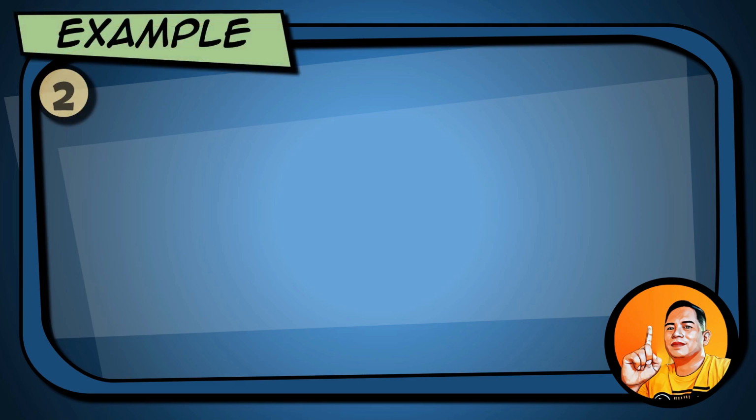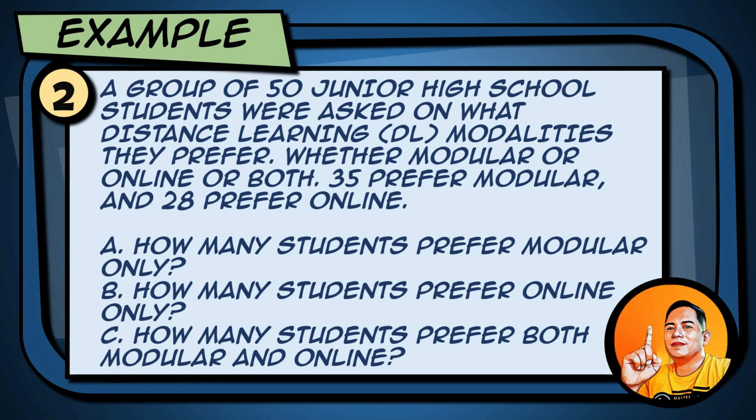And now let's give another example. Number 2. A group of 50 junior high school students were asked which distance learning or DL modalities they prefer, whether modular or online or both. 35 prefer modular and 28 prefer online. So what is being asked? Letter A, how many students prefer modular only? Letter B, how many students prefer online only? And letter C, how many students prefer both modular and online?